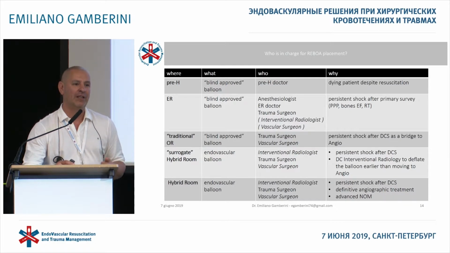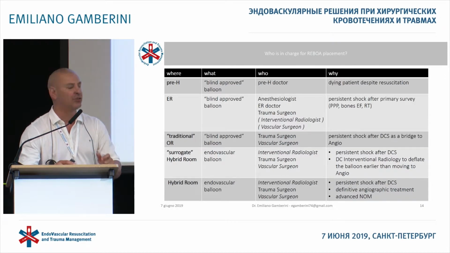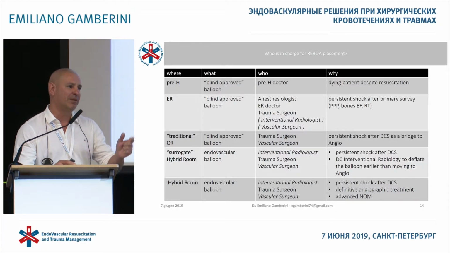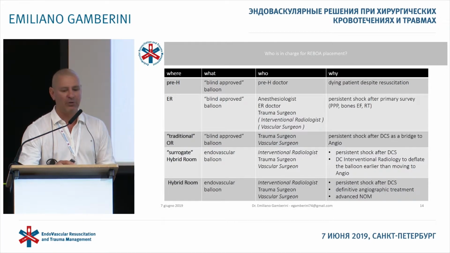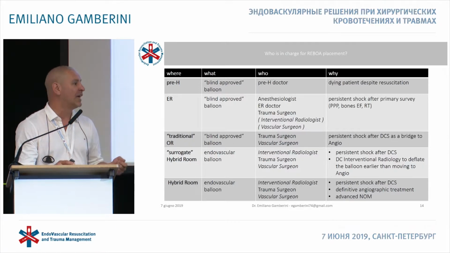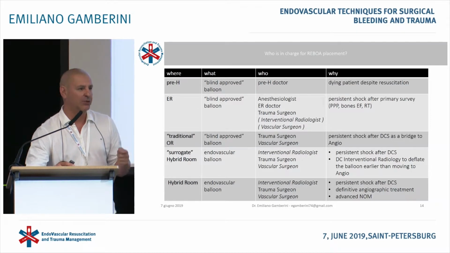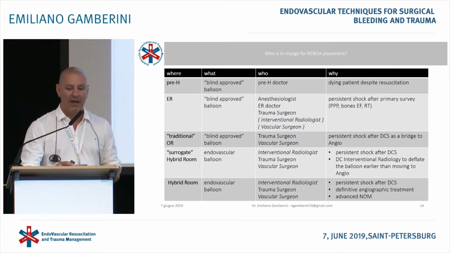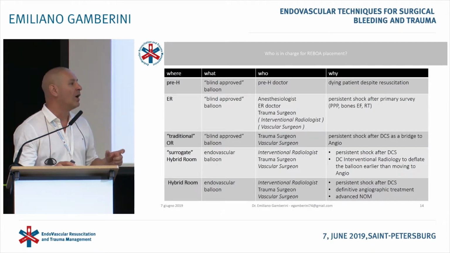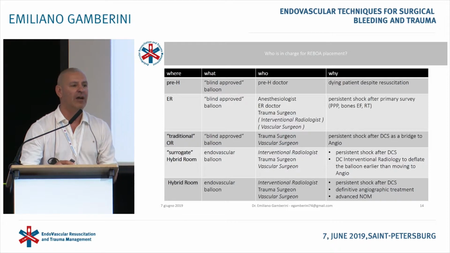And we do it after damage control surgery, with an already unstable patient who needs to be moved to the angiographic suite. In our surrogate hybrid room, there is a little bit of difference from a standard hybrid room, because even interventional radiologists could work together with the surgeon in this setting. We can use endovascular balloons, whichever the interventional radiologist or surgeon wants to use, because we are under fluoroangiographic control. And we do it after damage control surgery in a persistently shocked patient, to allow the interventional radiologist to stabilize the patient a little bit, then move the patient to the angiographic suite to get the definitive treatment.